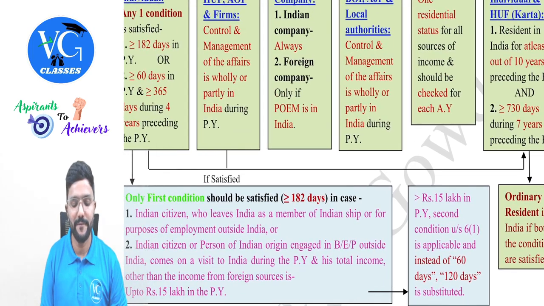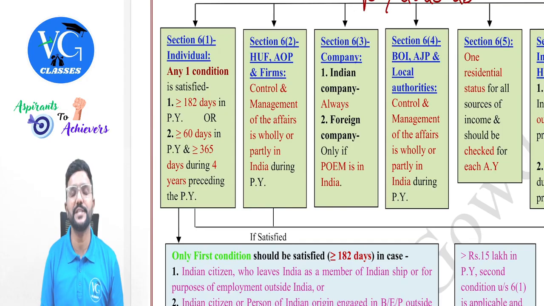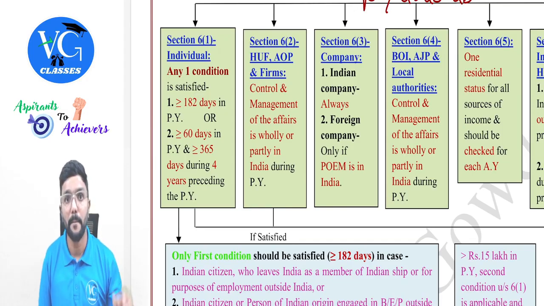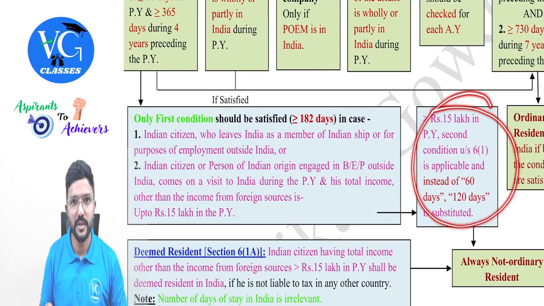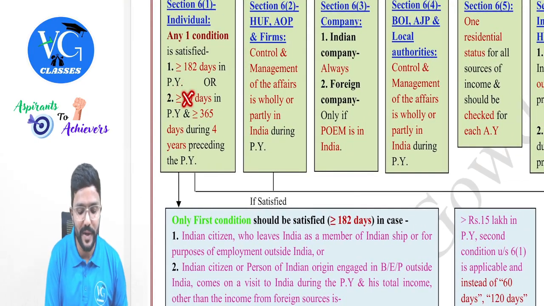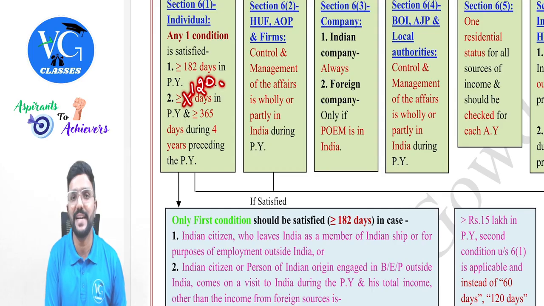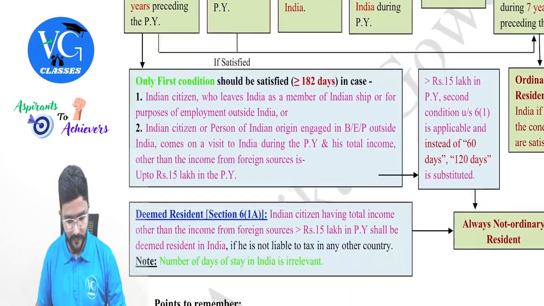In that case, if I satisfy the first condition, that is 182 days or more, should we check additional conditions? Yes. But if I am an individual who is covered in this provision, and if I have satisfied the second condition, which is 120 days or more and 365 days or more, and I have become a resident, should we check additional conditions? No, we should not check. Got it? Yes. Fine, guys.